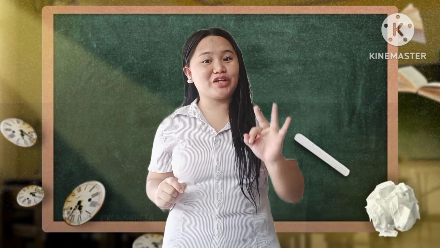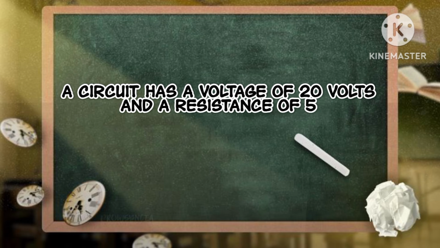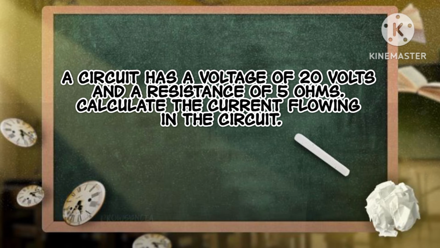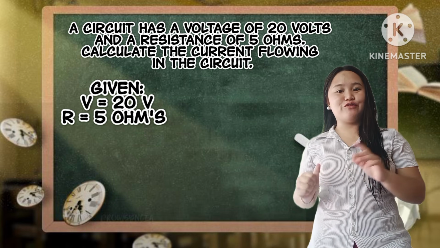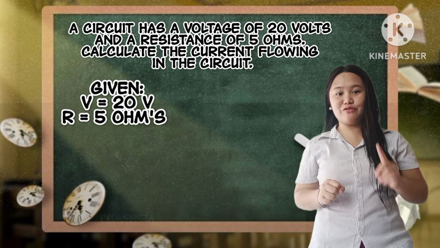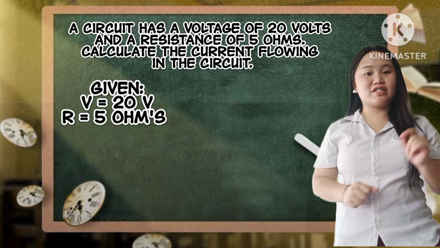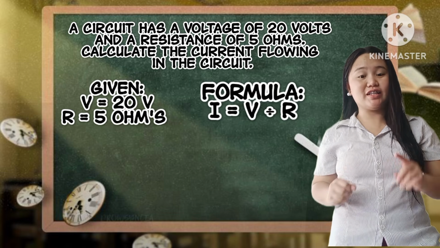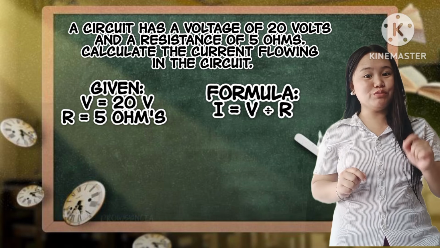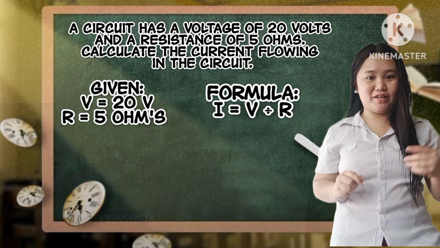So I prepared three problem sets. First, a circuit has a voltage of 20 volts and a resistance of 5 ohms. We have to calculate the current flowing in the circuit. So these are the givens. Voltage is equal to 20 volts and a resistance of 5 ohms. Since we are looking for current, we will use the Ohm's law current formula.